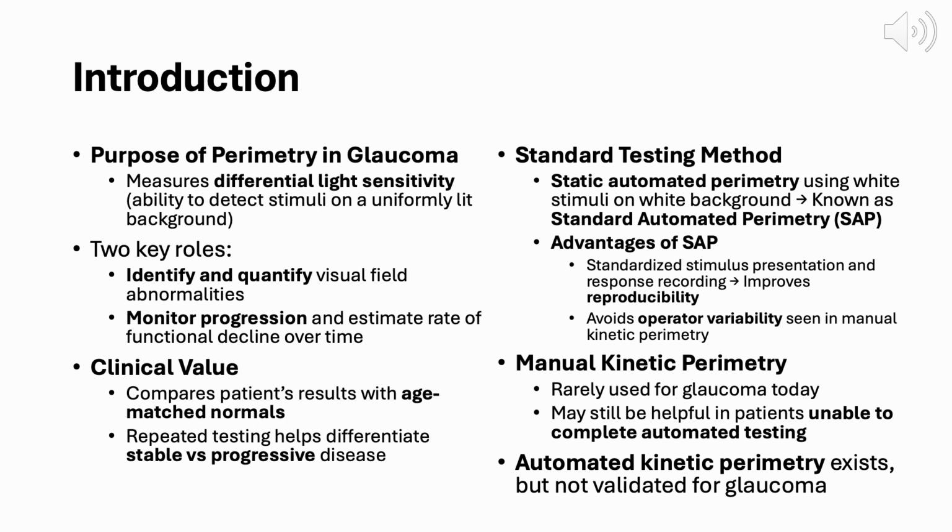Moving on to the standard testing method, we rely on static automated perimetry using white-on-white stimuli, commonly known as SAP, or Standard Automated Perimetry. SAP has clear advantages. It standardizes both the way stimuli are presented and how responses are recorded, helping improve reproducibility. It also minimizes operator variability, which was more of an issue with older manual kinetic tests.